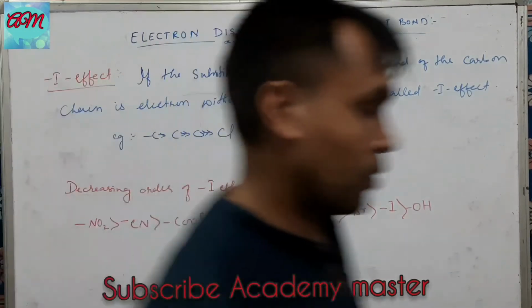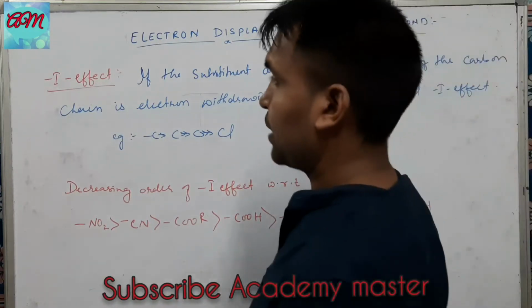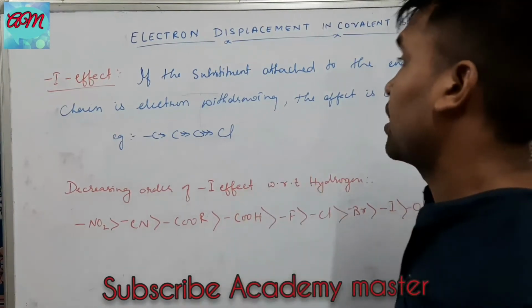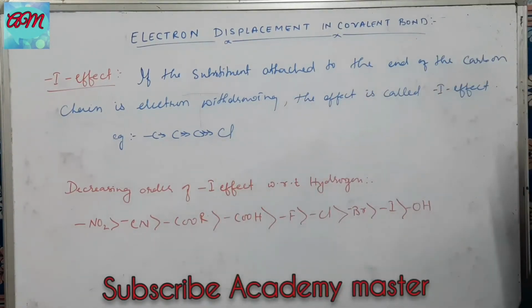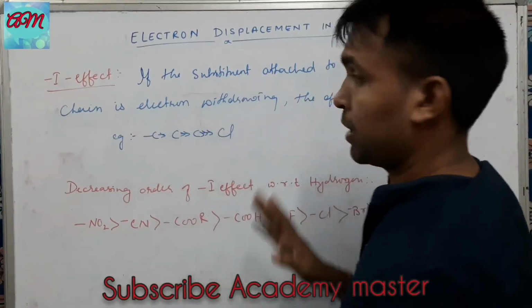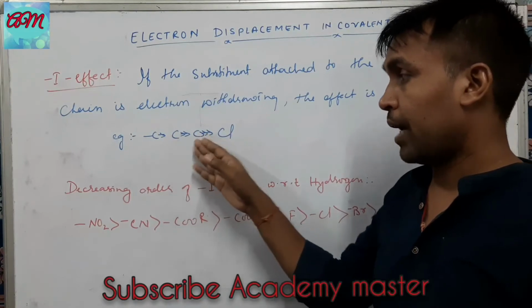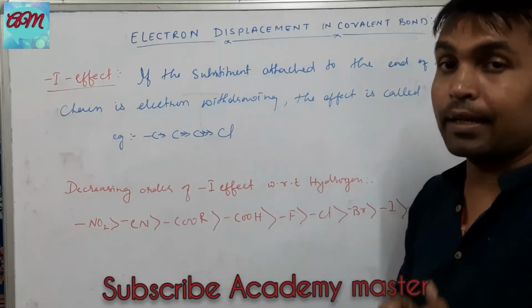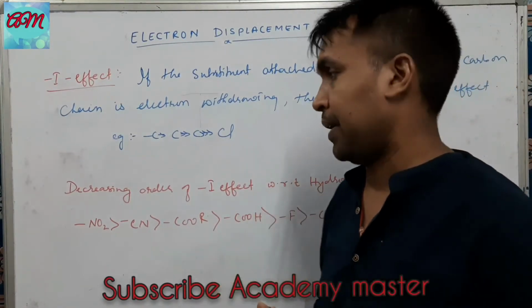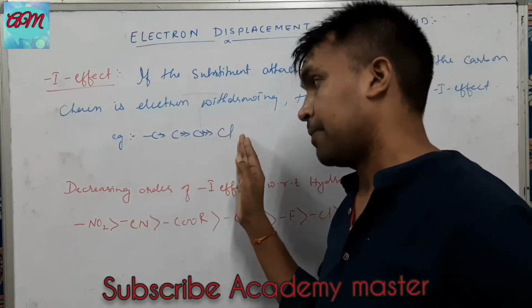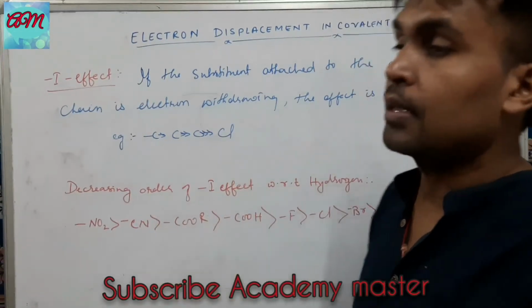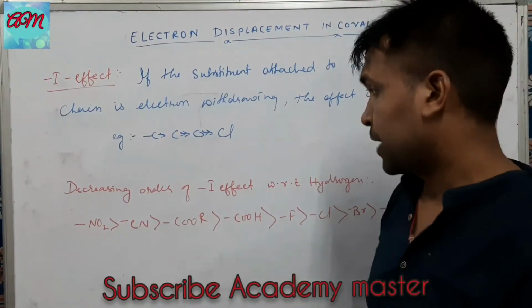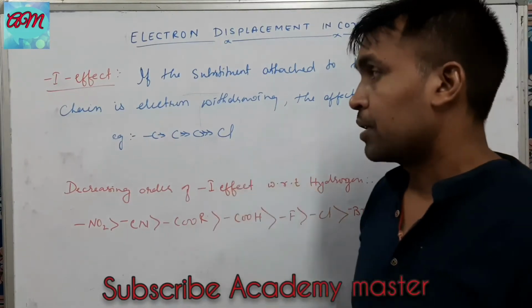Okay, dear students, so we are back with the minus I effect. Plus I effect we have already discussed a few minutes before. Now we are going to do minus I effect. If the substituent attached to the end of the carbon chain is electron withdrawing, then this effect we will call minus I effect. And if the substituent attached to the end of the carbon chain is electron donating, then the effect we call plus I effect. I hope it is very simple, you have understood it. So this point is clear.